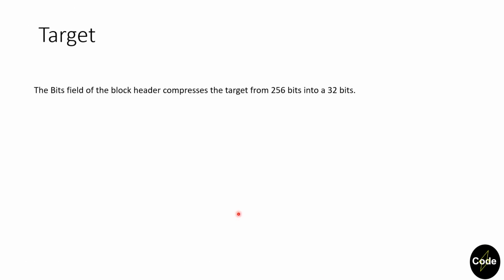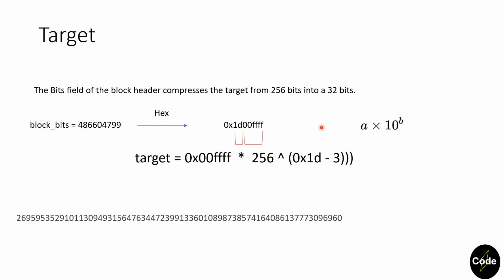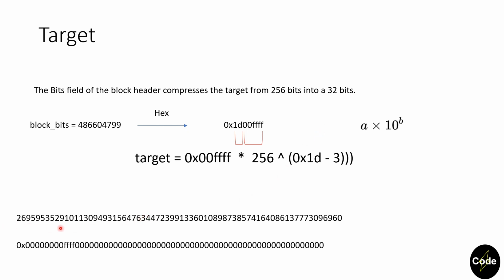Now let's see how we can calculate the target value from the bits. So the bits field compresses the target from 256 bits into 32 bits. So if you look at these block bits, we convert that to hexadecimal. It has two parts. Very similar to the scientific notation of a number, we can see that the base or equivalent number A is the second part, and the equivalent of B is the first part, that is the first byte of this hexadecimal, minus 3. So from this formula, we can actually calculate the target from the block bits. So if we calculate this, we got this number, or its hexadecimal.